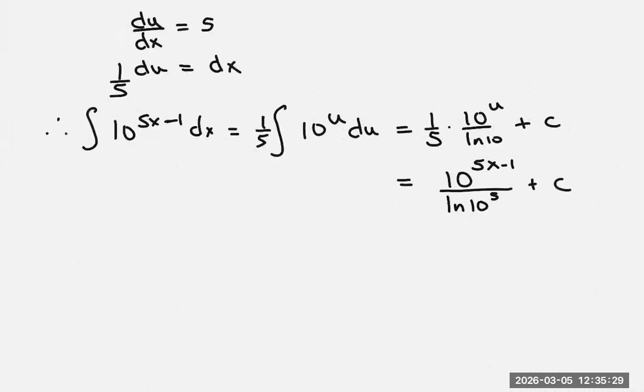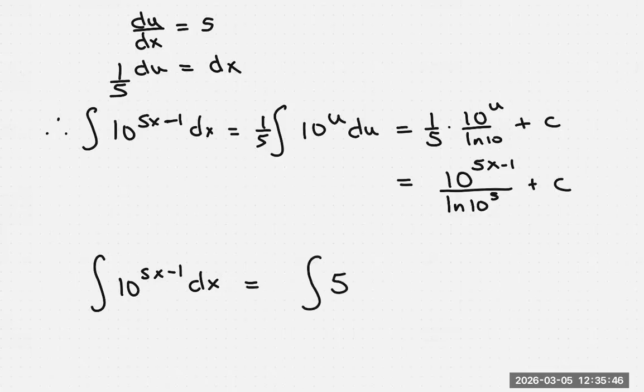Look at this. The integral of 10 to the 5x minus 1. As you guys correctly said, when you differentiate 5x minus 1, there's a 5. So if we had that 5, it's an easy integral. So put the 5 there and divide it outside here.